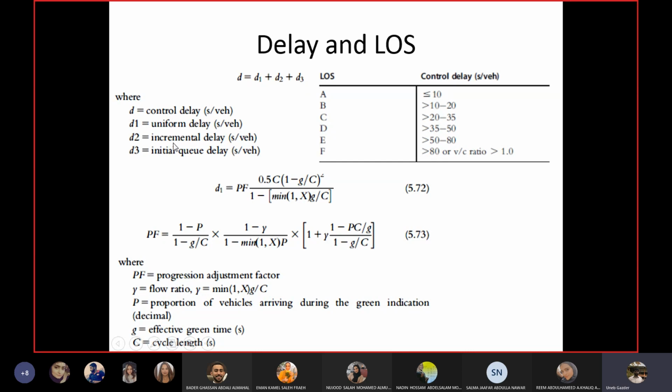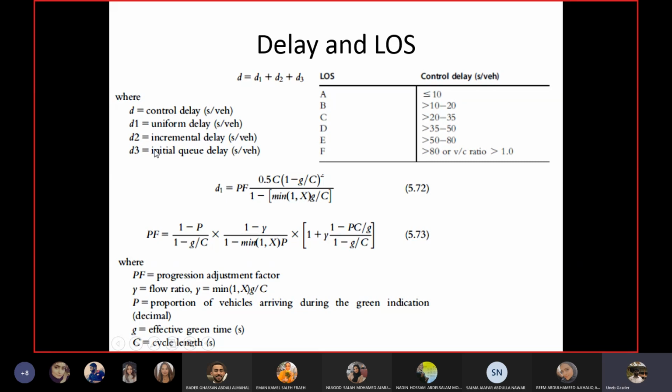So incremental delay is the additional delay because of the vehicles in the queue, and this is the initial queue delay. When the signal became green, the queue was already there from the previous phase, so that queue will be cleared first. This is again an extra delay caused because of the queue. So these two values are D2 and D3.